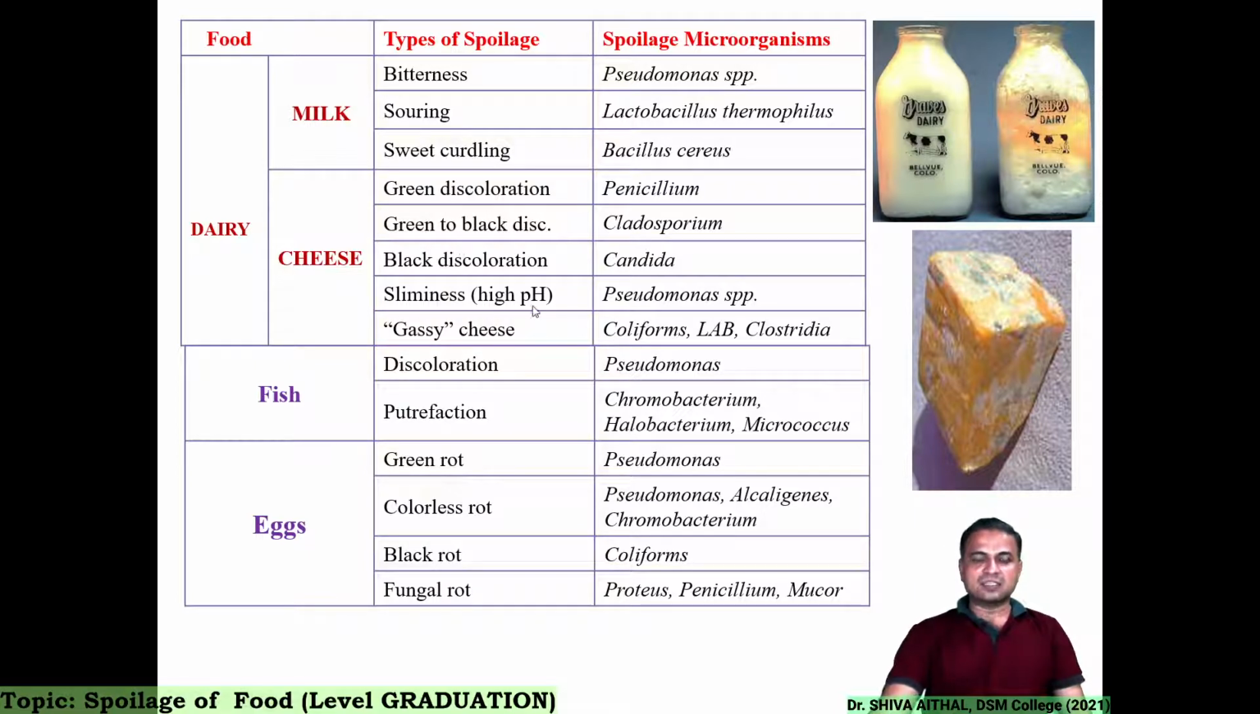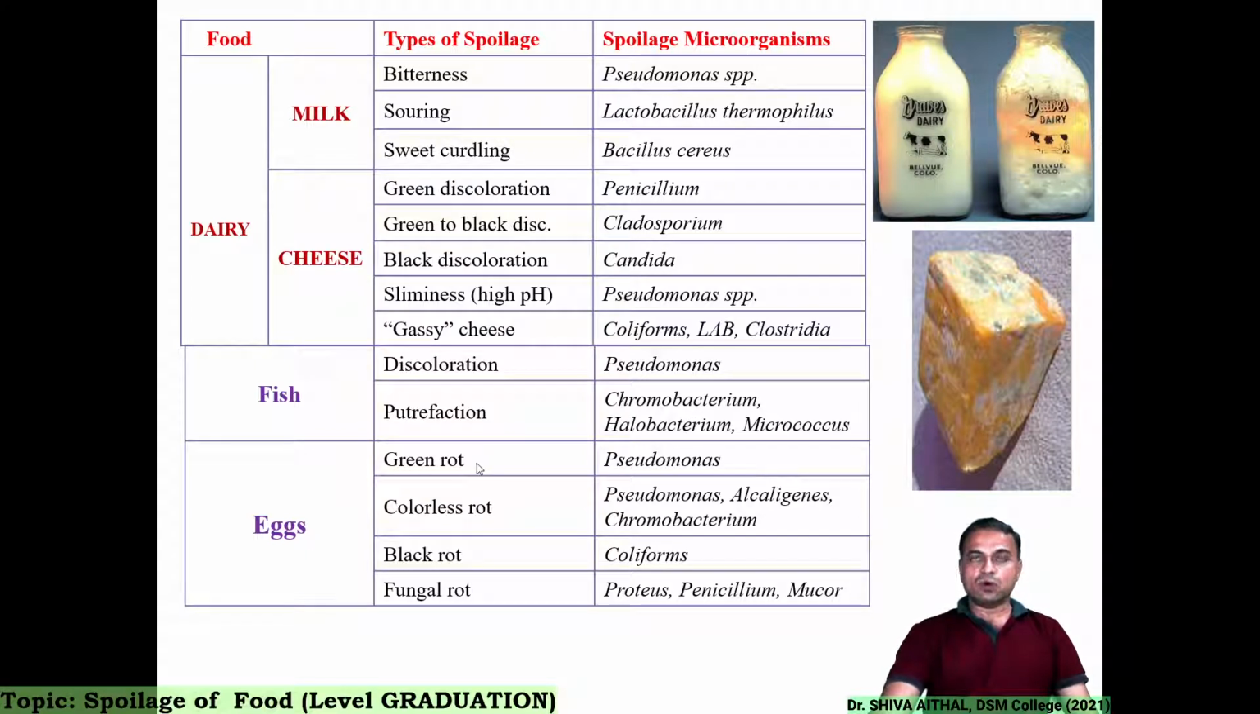And sliminess due to high pH can be due to Pseudomonas species or Leuconostoc also. Gassy cheese, when you break up the cheese there will be gas bubbles inside the cheese and that will be very pungent, bad smelling, that is due to coliforms, lactic acid bacteria, LAB and Clostridia. Fish may get decolorized due to Pseudomonas. Putrefaction, the protein part may be degraded due to Chromobacterium, Halobacterium and Micrococcus.